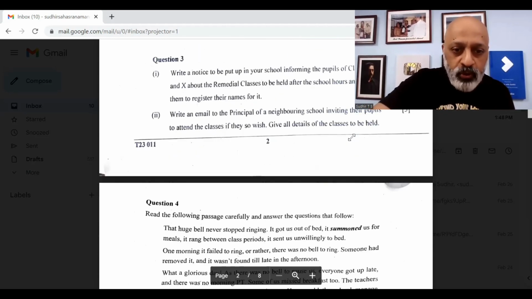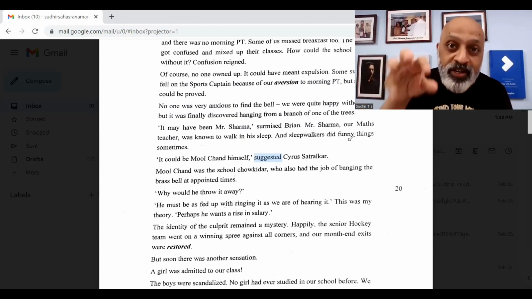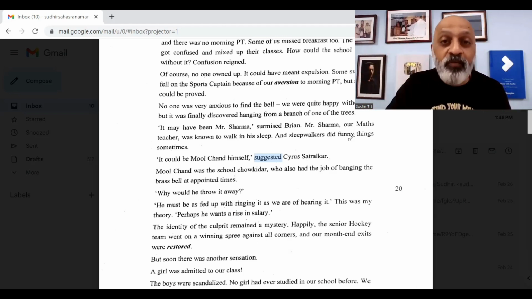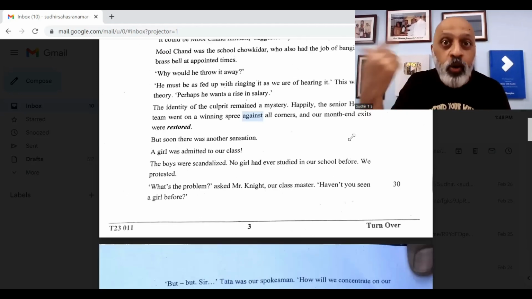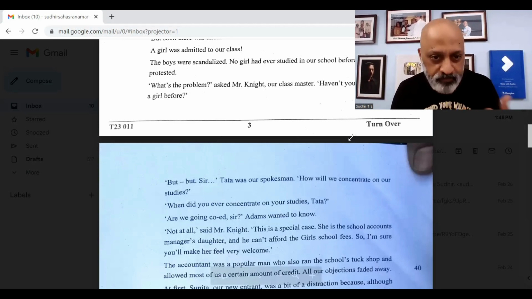Okay, let's come to the comprehension. Pretty simple, and again involving the school. Remedial classes involving the school. Formal letter again involving a school syllabus thing. So too many things around the school atmosphere this time for the class 10 paper.